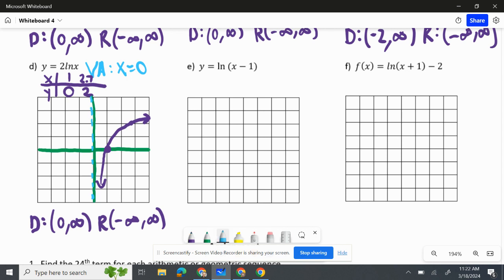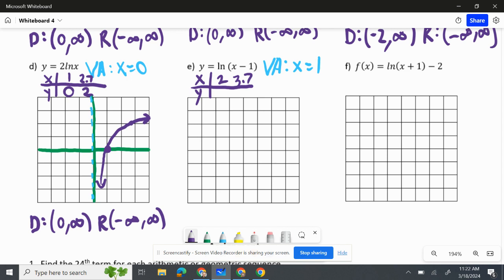So for the next one, we have parentheses. So our vertical asymptote is a little bit trickier. We have to figure out what gives us a 0. In this case, it's 1. So x is equal to 1. We're going to do our table of values. So what we have is what gives us a 1, and that, of course, would be 2. And then what gives us a 2.7, which would be 3.7.